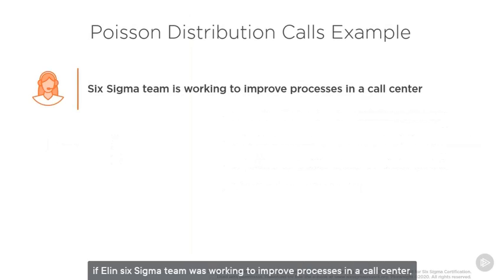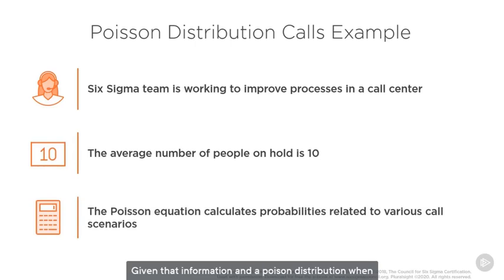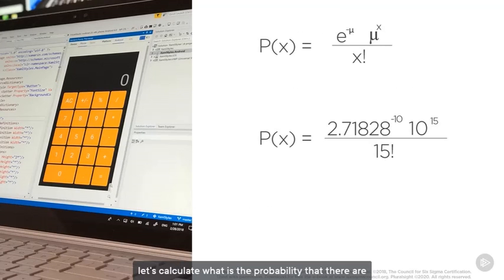For example, if a Lean Six Sigma team was working to improve processes in a call center, they might have gathered data that indicates the average number of people on hold for a customer service representative at any given time is 10. Given that information and a Poisson distribution when considering number of holds per increments of time, the team can use the Poisson equation to calculate probabilities related to various call scenarios. So, using the Poisson equation, let's calculate the probability that there are 15 callers on hold at a given time. So here's the formula applied, and here's the result.